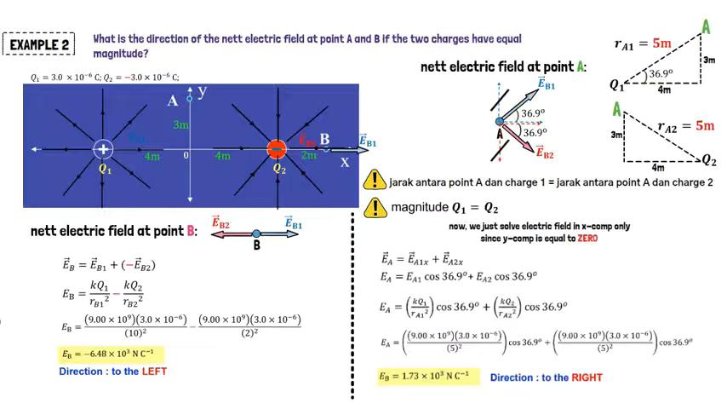And finally, the net electric field at point A, EA is equal to 1.73 times 10 power of 3 Newton per Coulomb. Since the answer is positive, so the direction is to the right. Okay, so finish for the second part.